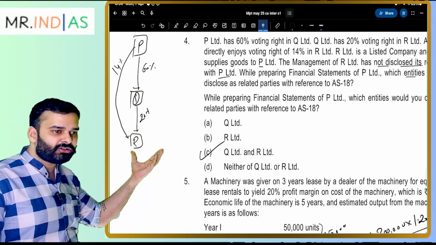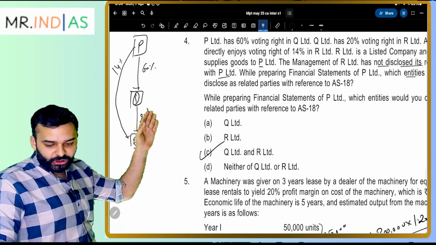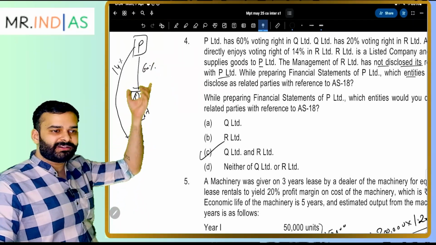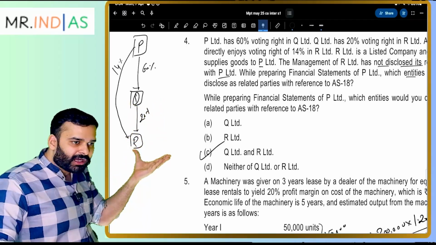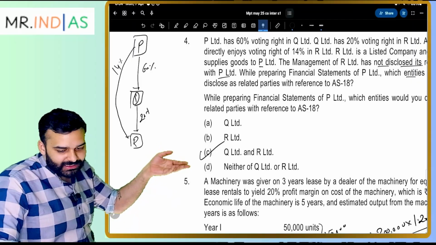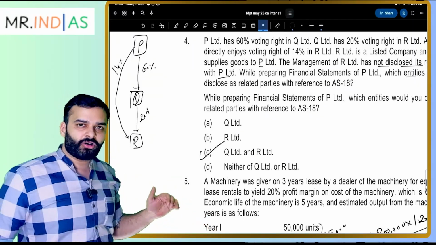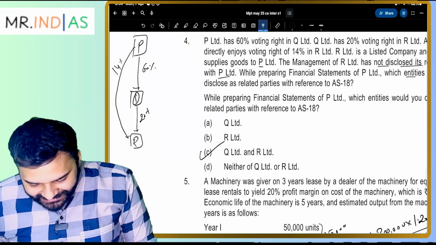So P Limited cannot travel to R Limited, but here P Limited holds 60% in Q Limited. So Q Limited is a subsidiary to P Limited. This acts as a bridge. So the bridge can carry P Limited to R Limited. So P Limited is ultimately a related party to R Limited. And since it is also holding 14%, which is accounted as an equity method as per accounting standard 23.